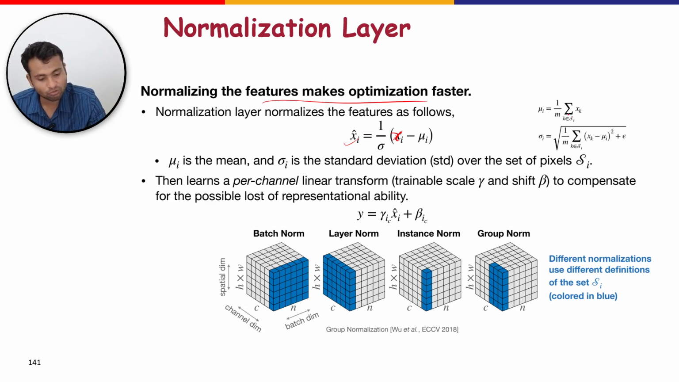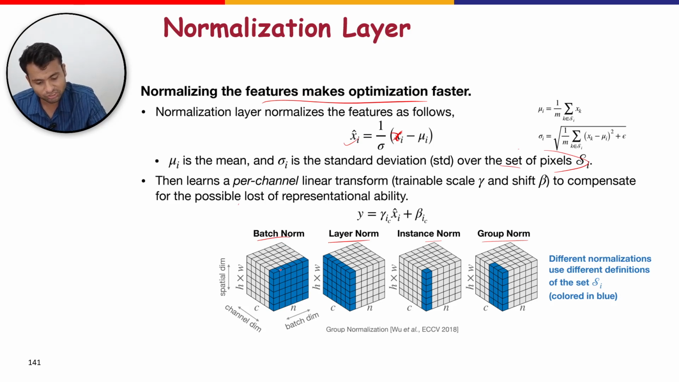Now, depending on the input set, the set of pixels we choose to do these operations on, we call it batch normalization, layer normalization, instance normalization, or group normalization. Before we come to this point, let's first learn about batch normalization.